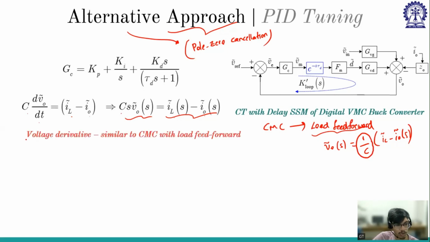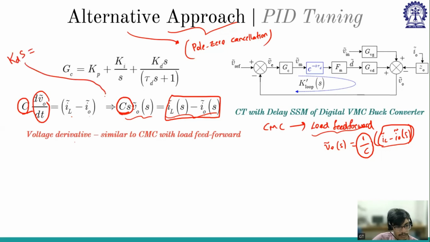If you want to act like a voltage derivative, I am bringing this 1 by L here. So this is like a voltage feed forward. This is the current information, and this current information can act like a derivative on voltage if the gain is C. So this CS is like a derivative, KD into S. If you compare this with this, we get KD to be C. But KD equal to C is a very high value, and it will absorb a lot of noise. So we'll take a fraction of C.